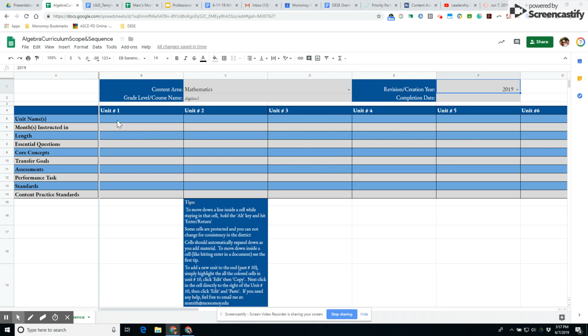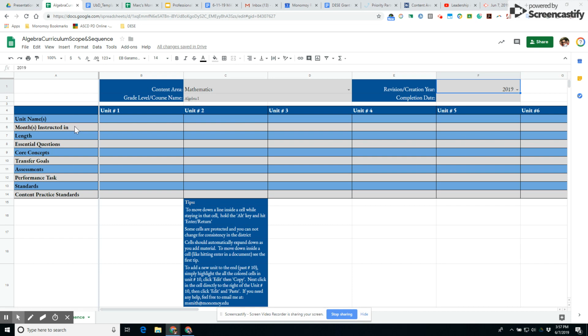After we've figured out how many days we actually have to work with, we want to start thinking about how we are going to organize standards, what we are going to put together into units. That's really what this level of the work is: thinking about what units we are going to put together and what standards we are going to put together to make units. So you'll see the first thing is unit names.